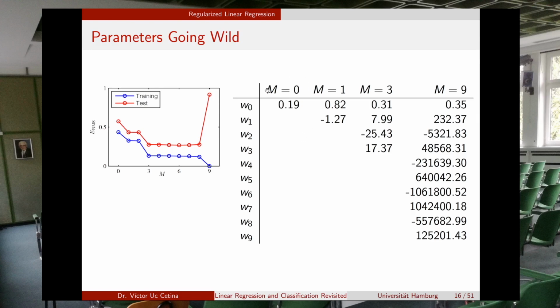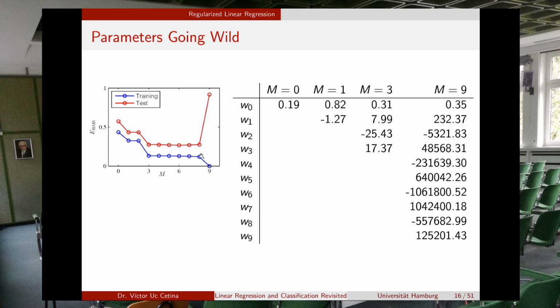So for example, in a polynomial of degree 0, we have only one value, which is 0.19 in this case. If you use a polynomial of degree 3, you will have 4 parameters from W0 to W3, and these are the values for each of these parameters. And if you use a polynomial of degree 9, you will have 10 parameters, and here you can see the values that they can take.